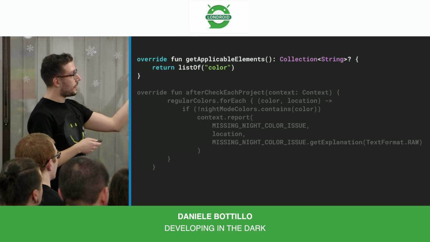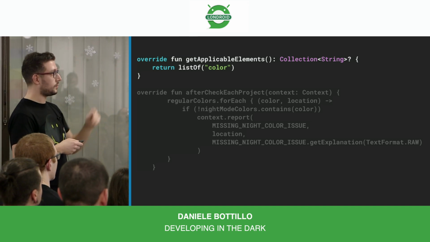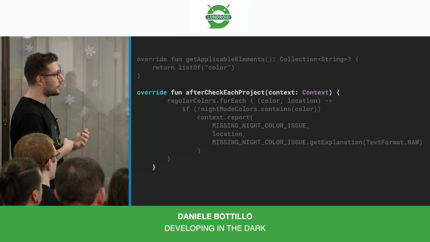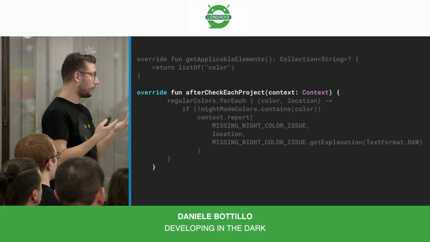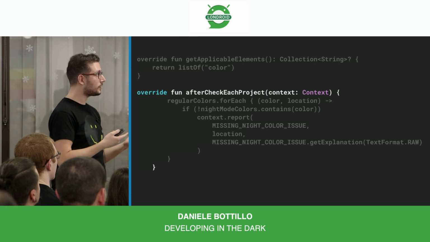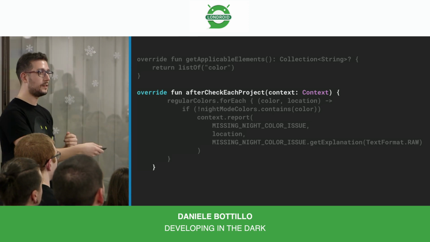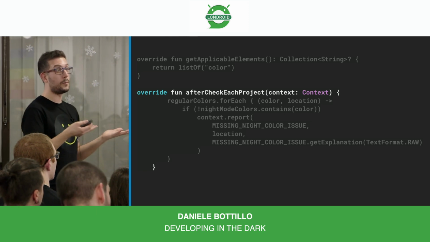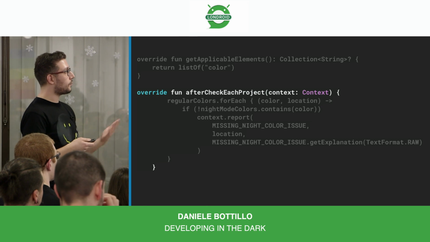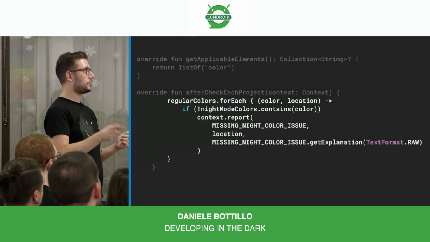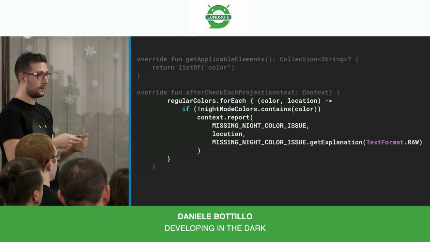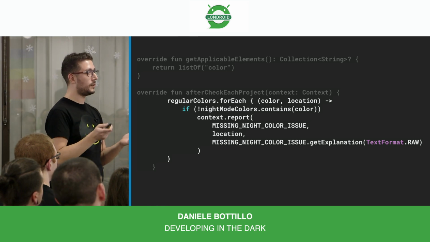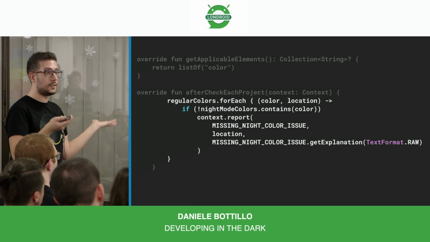This is the way that you can tell Lint, I'm just interested in color, so it will skip all the other elements. And after checking each project, there's another callback, another method that you can override on the Lint detector, which is a chance that Lint gives you to say, okay, I've done all the files in your project. Now you can report something that is wrong. And what I'm doing here is going through all the colors that I found, the normal ones defined in values/color.xml, and I'm going to check if I have an equivalent in night. If not, then there's something missing.